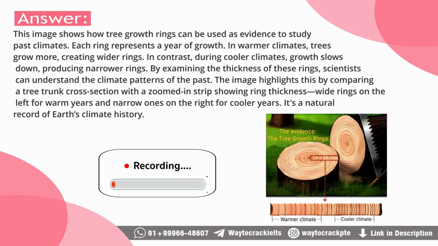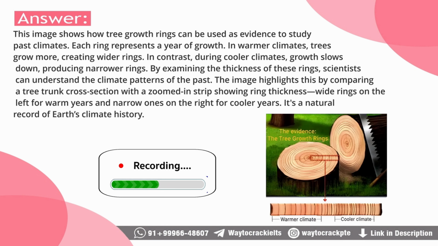This image shows how tree growth rings can be used as evidence to study past climates. Each ring represents a year of growth. In warmer climates, trees grow more, creating wider rings. In contrast, during cooler climates, growth slows down, producing narrower rings. By examining the thickness of these rings, scientists can understand the climate patterns of the past.